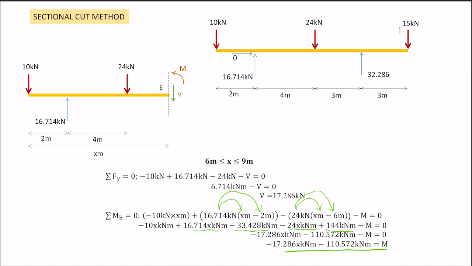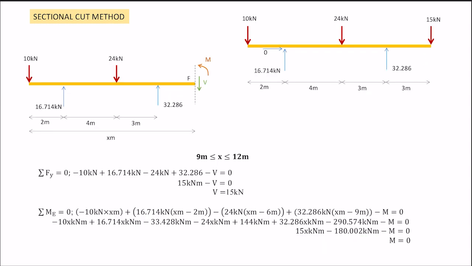We have another one, which is we're going to cut it here. This is F, the very last one. Okay, so the boundary is going to be X must be bigger or equal to 9 meter, because this is 9 meter. Okay, up to here is 12. So X must be bigger than or equal to 9 meter, and X is less than or equal to 12 meter.